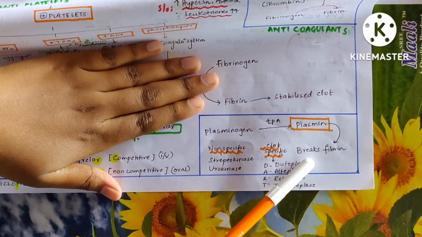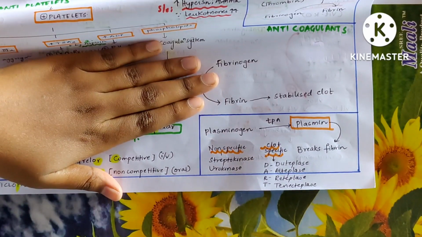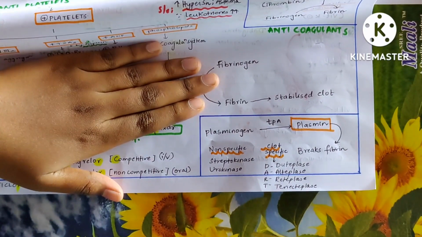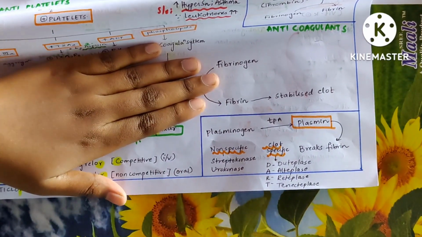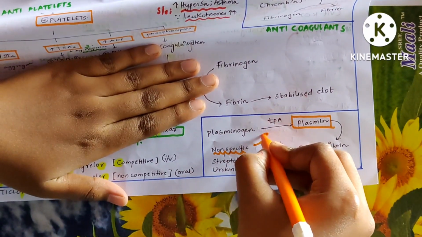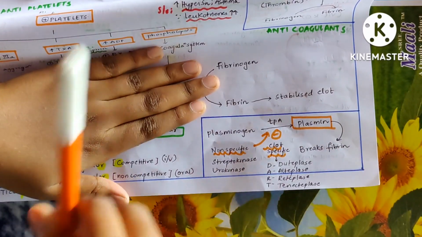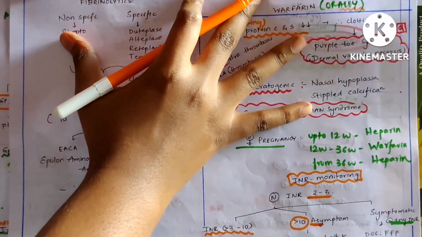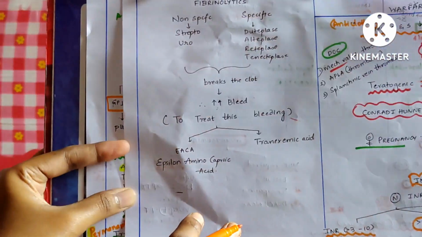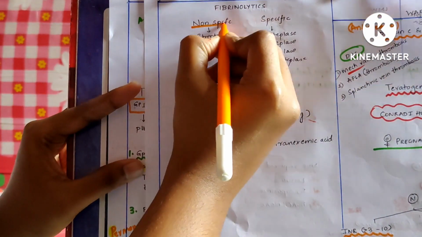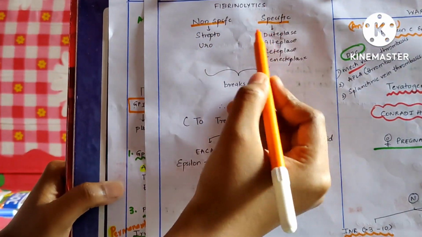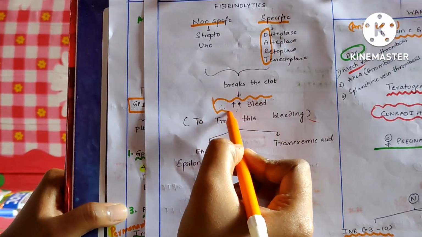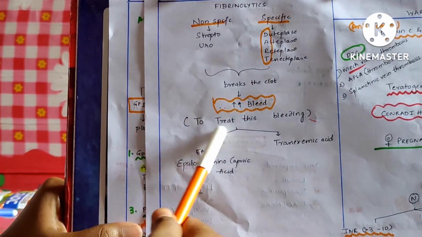Tenecteplase is the longest acting one. So these non-specific and specific drugs are tissue plasminogen activator analogs. That means they activate the TPA, or they act like TPA, tissue plasminogen activator. So these both drugs are activators. I have written a minus symbol there, sorry, that's my mistake. It is actually a plus. Those are TPA analogs. So TPA analogs are otherwise called fibrinolytics, right? Non-specific and specific as already discussed. So what do they do? They break the clot. So there is an increased risk of bleeding.